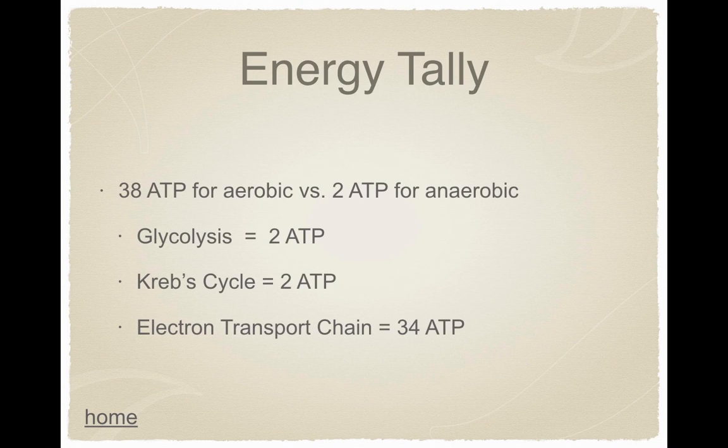So the total energy tally is, the maximum amount is 38 ATP for aerobic versus only 2 ATP for anaerobic. We'll get to anaerobic later. Glycolysis, you get 2. Krebs cycle, you can get 2. And electron transport chain, you can get a maximum of 34. Now, that's if everything's working correctly. This is a machine, and so that's kind of the max 34 ATP, but sometimes there might be a little bit less than that.